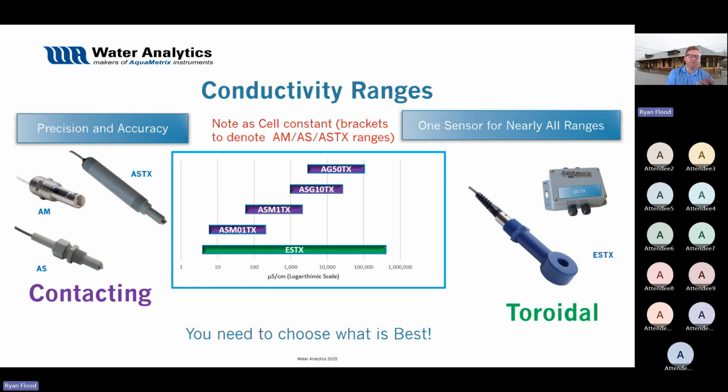But outside of cell constants, there's something called the toroidal sensor. The toroidal sensor really is that wide range application, and that can start to cover a much broader range of where it is with one sensor.